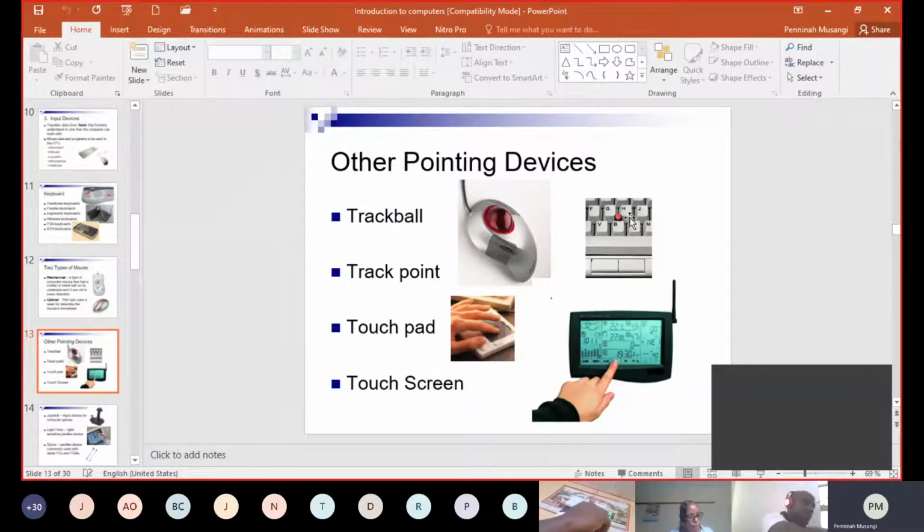It has a red button or point. You can use that point to direct the cursor to where you want your instruction. So that is, we call it a track point. Then we have a trackball.